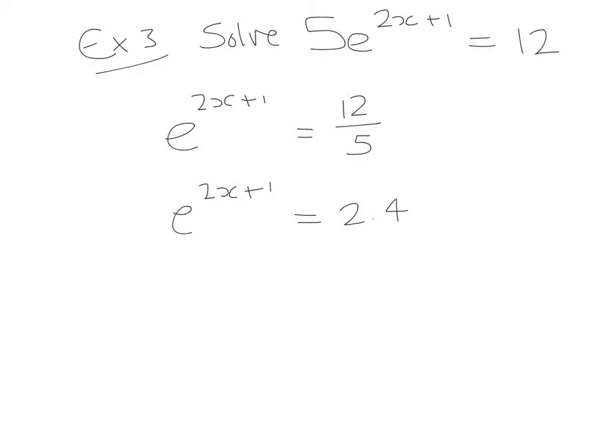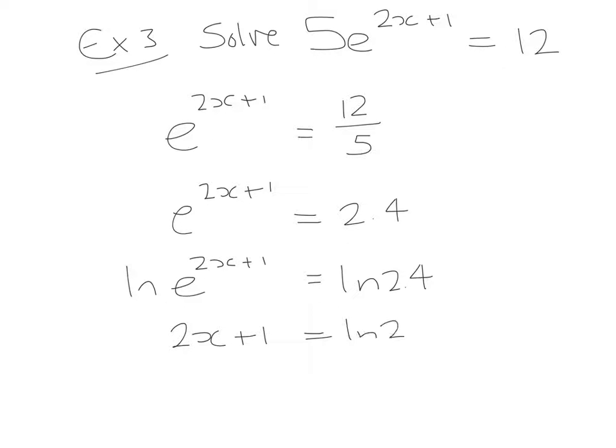Now we want to take the natural log of both sides. So ln e to the 2x plus 1 and ln 2.4. On the left hand side, that leaves us with 2x plus 1, and we've got ln 2.4 on the right hand side, which we can evaluate. So we've got 2x plus 1 is equal to 0.875. And we'll continue on the next slide by transposing the left hand side, so taking away 1 and then dividing by 2.